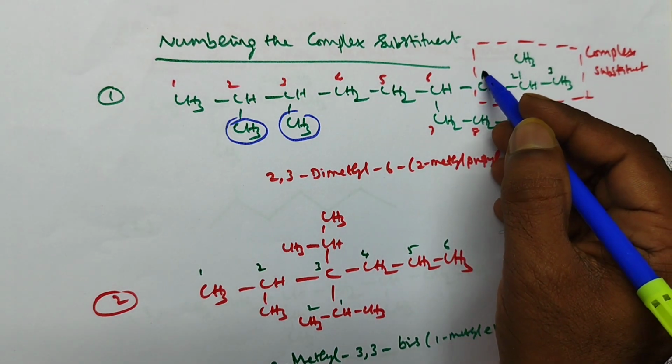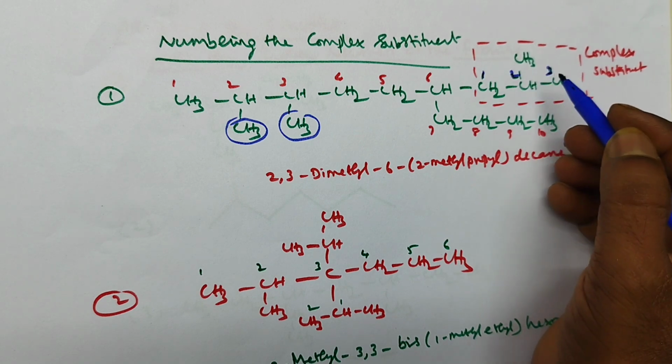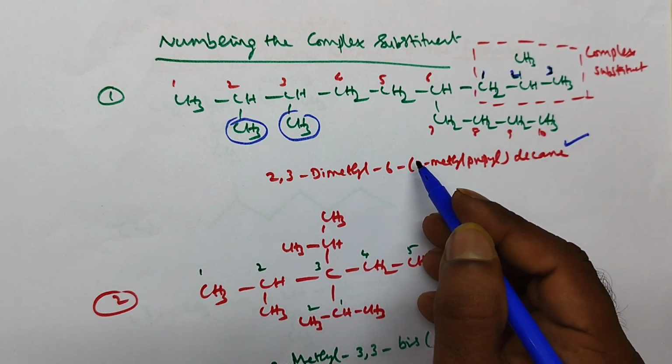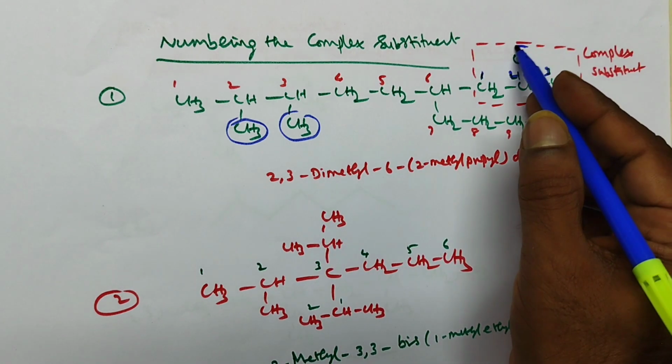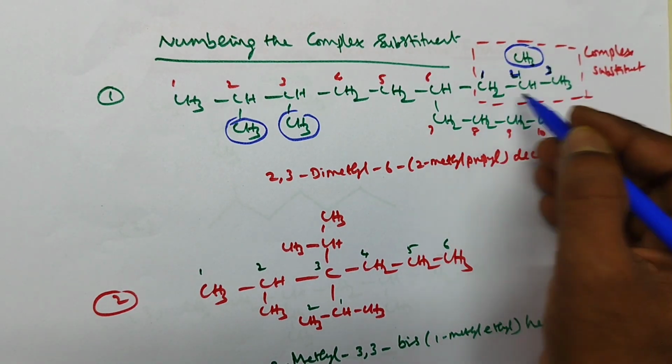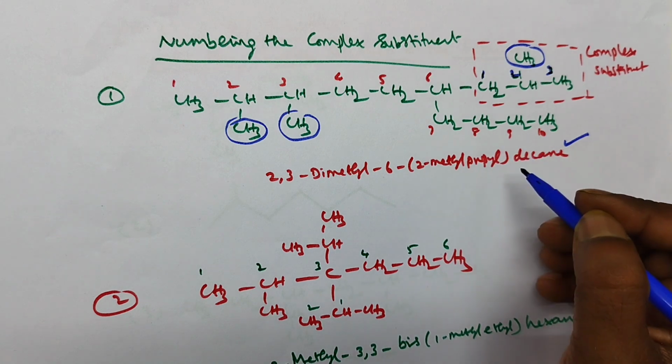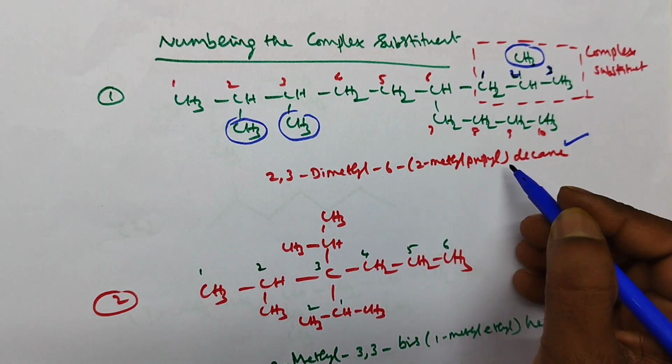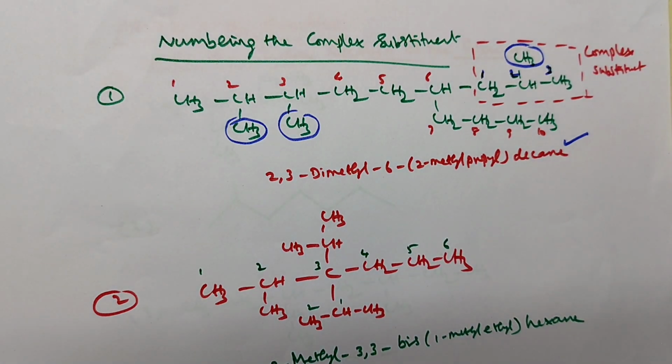So further you have to give the numbers as 1, 2, 3. At the 6th position put a hyphen, then at 2 we have a methyl group. So 2-methylpropyl, the parent name is propyl. So that should be in a bracket. 6-(2-methylpropyl)decane is the correct IUPAC name.